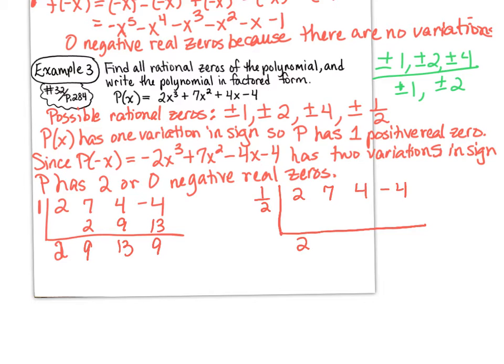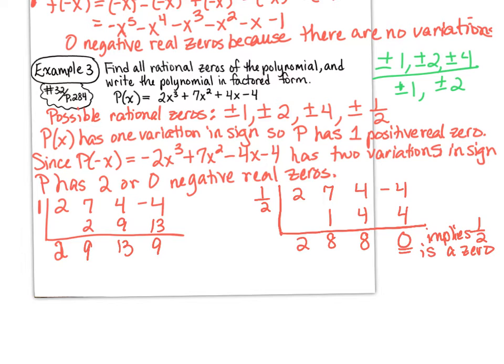So we have 2, 7, 4, and -4 as our coefficients. Bring down 2, multiply, you get 2 times 1/2. Add, multiply. Add, you get what? Multiply, you get 4. Add, you get 0. So what does this mean? Good. This implies 1/2 is a zero because we ended up with a remainder of 0.